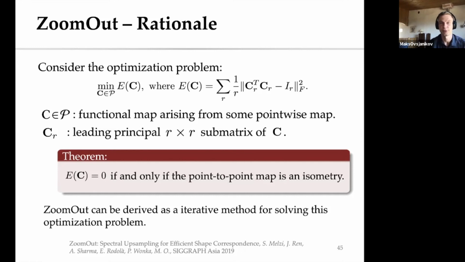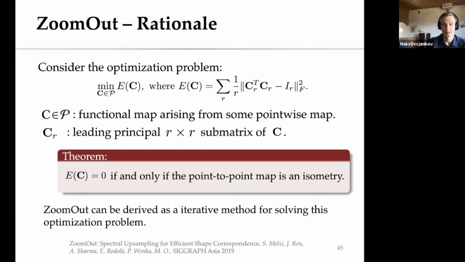And this is a very strong constraint on C. So basically, this energy is 0 if and only if the map is an isometry. And also you can basically derive the zoom out method as an iterative method for solving this optimization problem. So this was one little insight that we had.